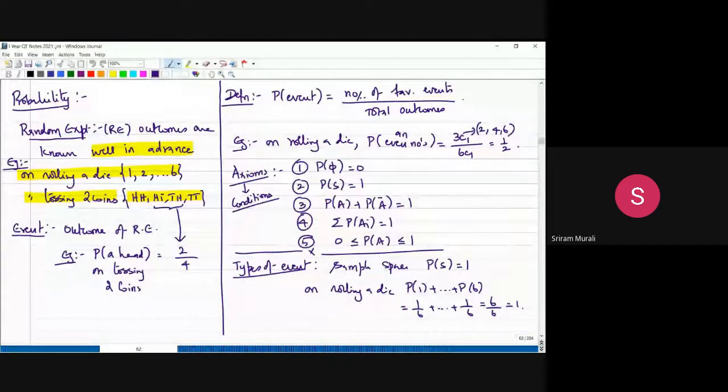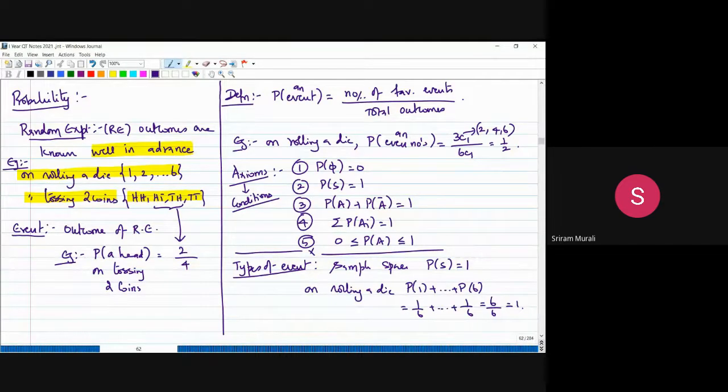An event is nothing but an outcome of the random experiment. The probability of an event is the ratio of favorable outcomes to total outcomes. We have discussed many examples yesterday, where the probability of an impossible event is 0, a sure event is 1, happening event plus not happening event equals 1, total probability equals 1, and the probability of any event lies between 0 and 1. Look at all the answers we discussed yesterday. All your answers are between 0 and 1.